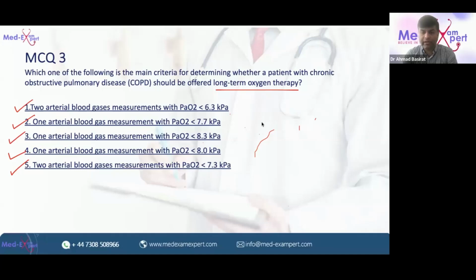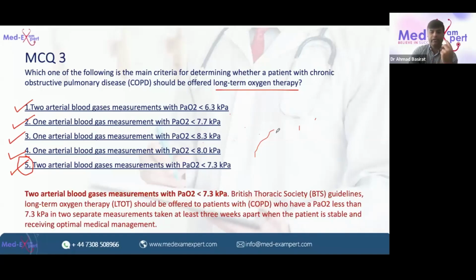Okay, so some of you already answered and you're saying it's 5. So you're talking about this option. Let's go through the answers. We are talking about long-term oxygen therapy here, and the answer is 2 arterial blood gases with PaO2 of less than 7.3, and yes, that's correct. The BTS, the British Thoracic Society guidelines which we follow, say that LTOT, or long-term oxygen therapy, should be offered to patients with COPD who have PaO2 of less than 7.3 in 2 separate measurements. That's important, taken at least 3 weeks apart when the patient is stable and on medical management. So the answer is 5.